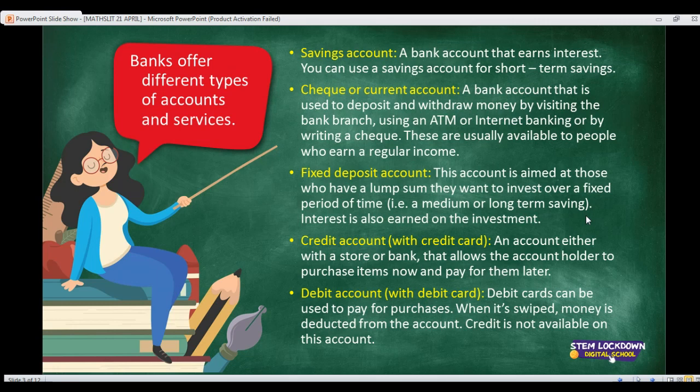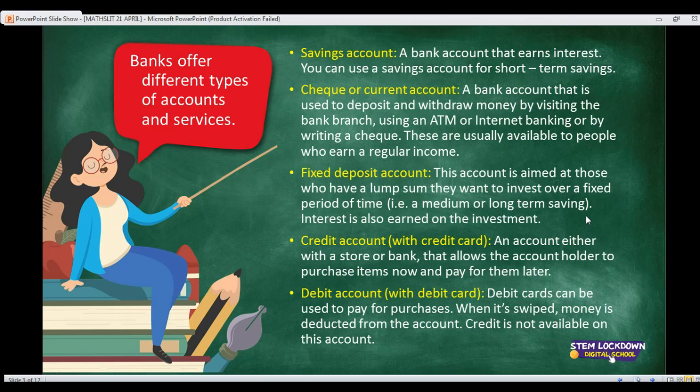Credit account, this one is when they have a credit card, an account either with a store or a bank that allows the account holder to purchase items now and pay for them later. So with this one, as it's explaining, you're buying on credit. You're buying with money you might not have yet at that time, and then you pay it back later. So you can have those. You find them at a lot of stores, even the grocery shopping stores now, they have these credit accounts.